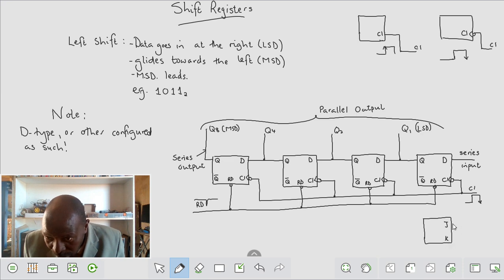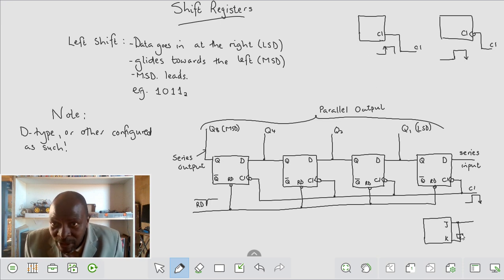So what I'll do is I will have my input going in at the J, and I need to invert. That's how we convert a what? We've done this before. We need our J input to be inverted for the K, so that the JK behaves like a D type, will act like a D type. Obviously, the clock will still be the same.